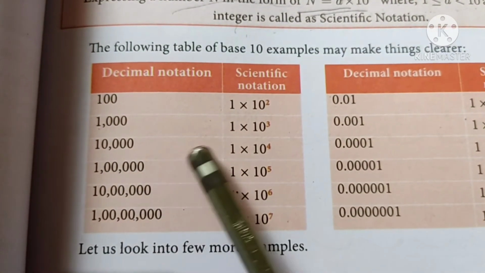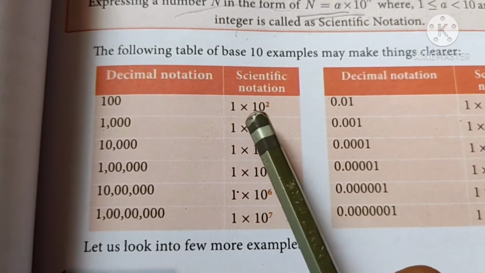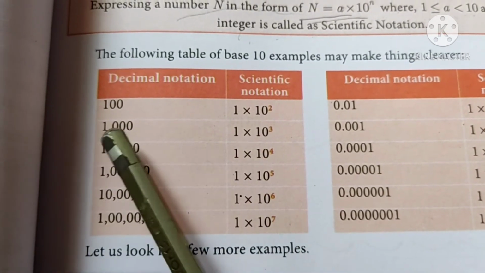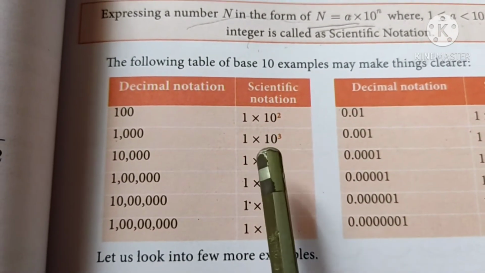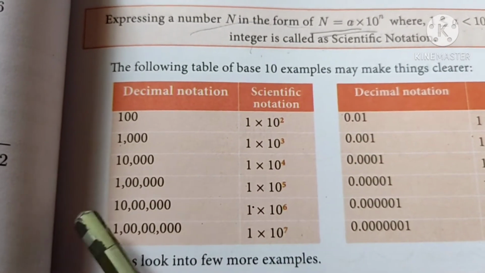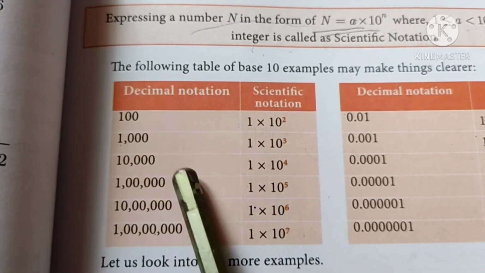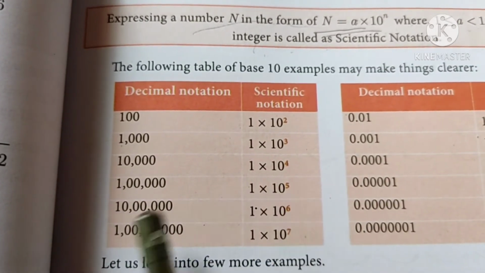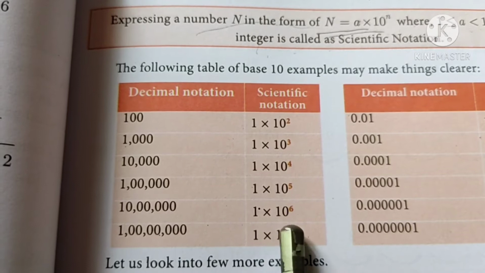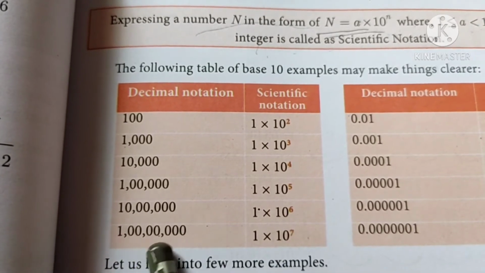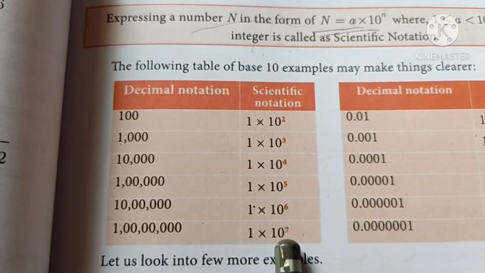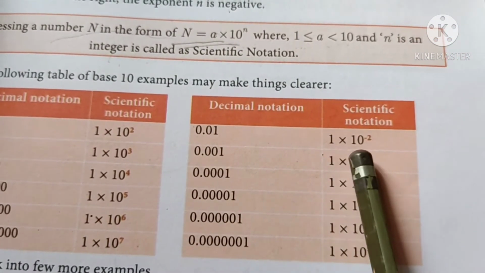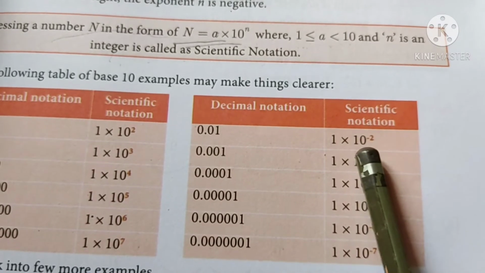The scientific notation of 100 is 1 into 10 square, and 1000 is 1 into 10 cube, because 1 is followed by 3 zeros, so the exponent is 10 power 3. Here 10,000 has 4 zeros, so you can write 10 power 4. 1 lakh is 1 into 10 power 5, 10 lakh is 1 into 10 power 6, and 1 crore is 10 power 7.